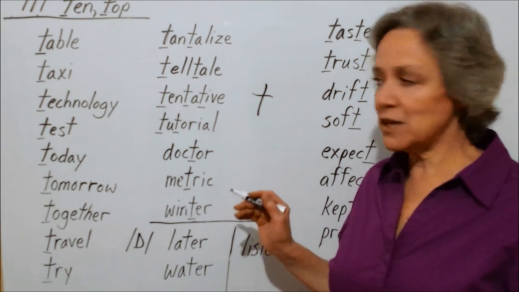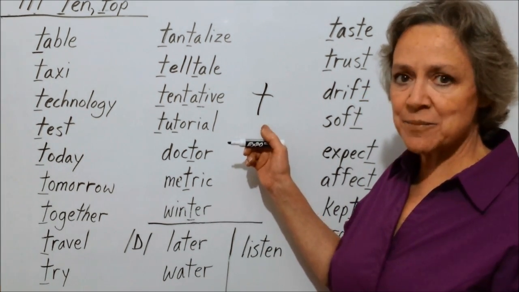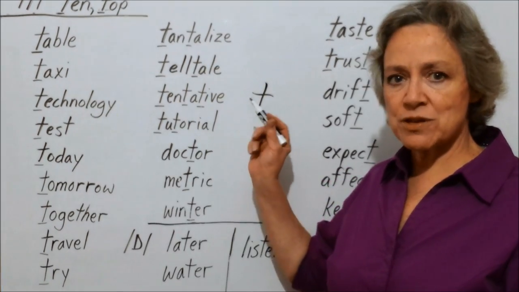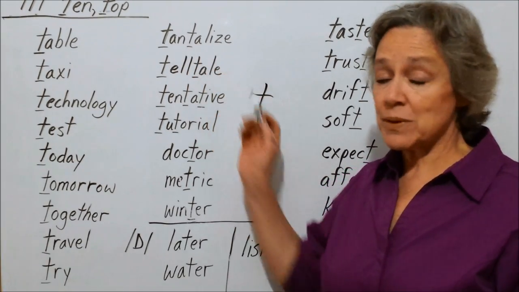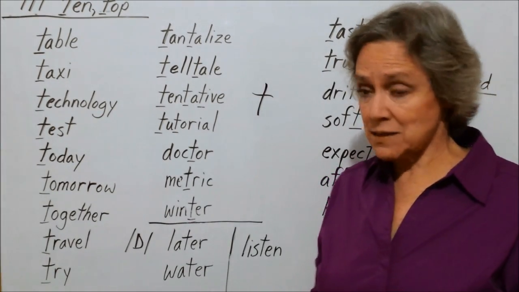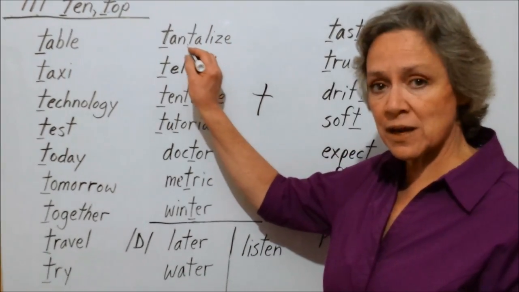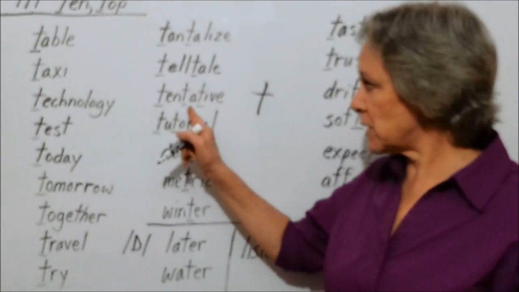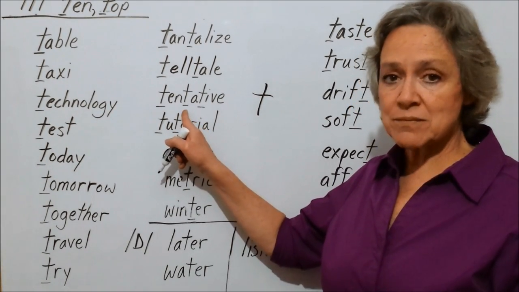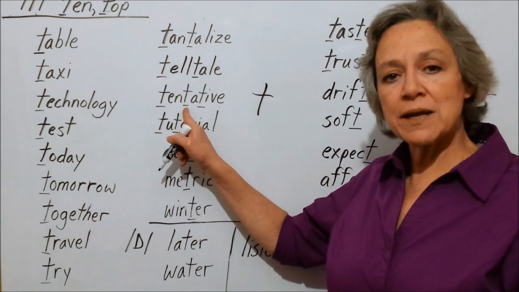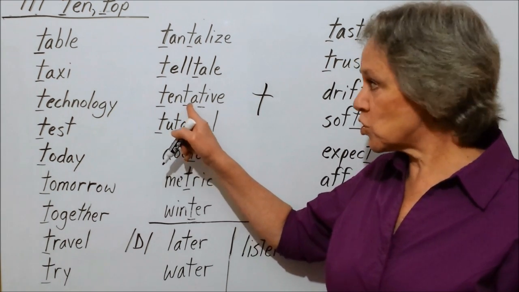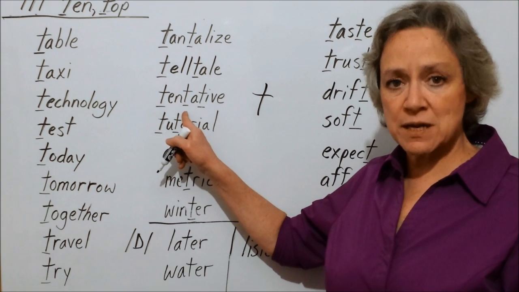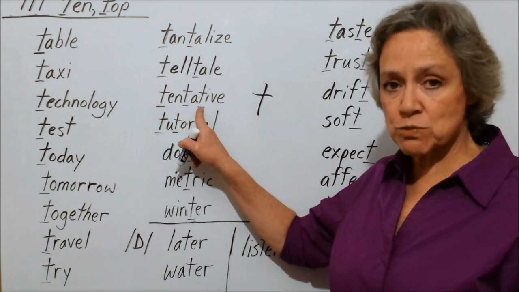But briefly, I do want to tell you that sometimes the T is not pronounced. For example, sometimes after the letter N, I pronounce this word as tantalize, but sometimes people pronounce it as tantalize without the T sound in there. This one is tentative. The T, in the middle of the word, is usually pronounced, but sometimes people do not pronounce it and they say something like tentative. So it can be both ways. This one and this one are always pronounced as T.